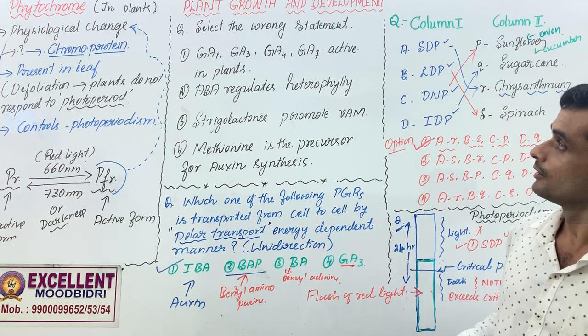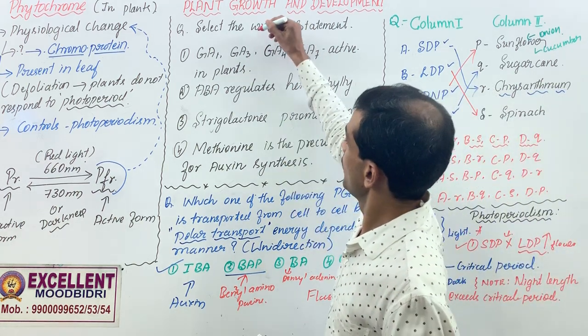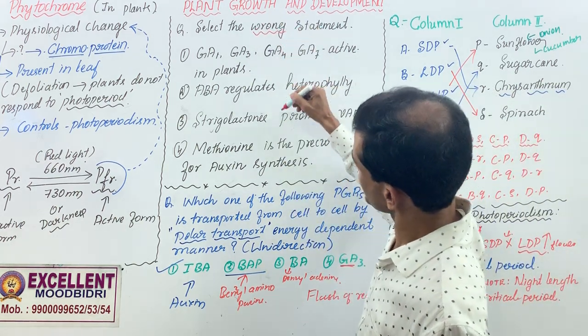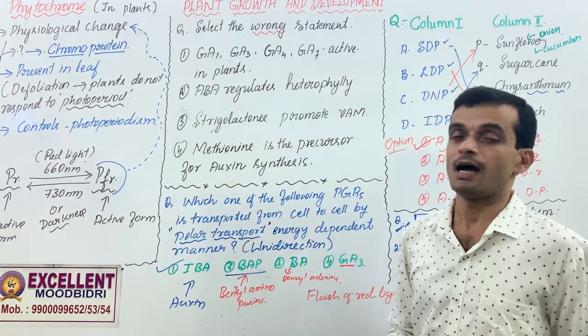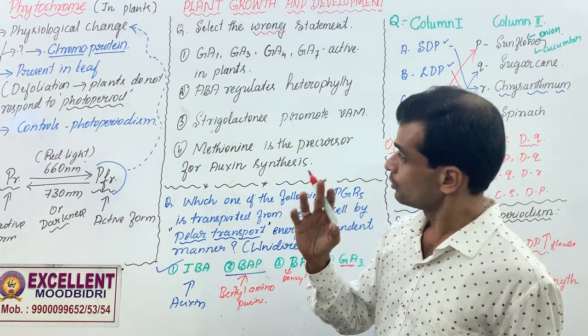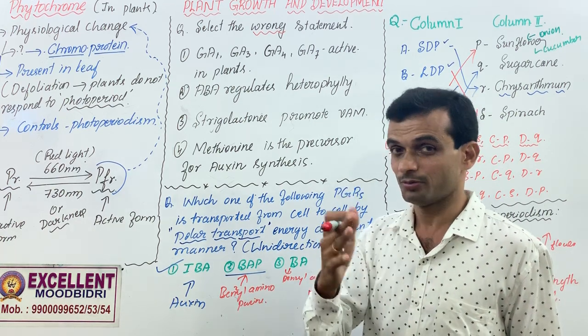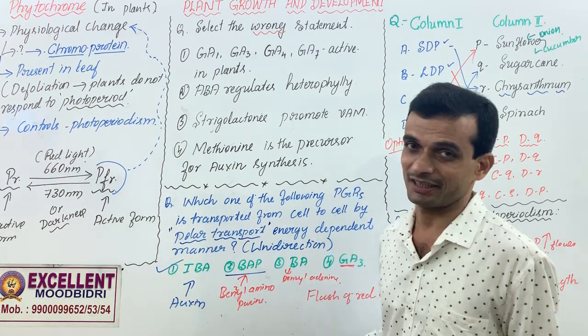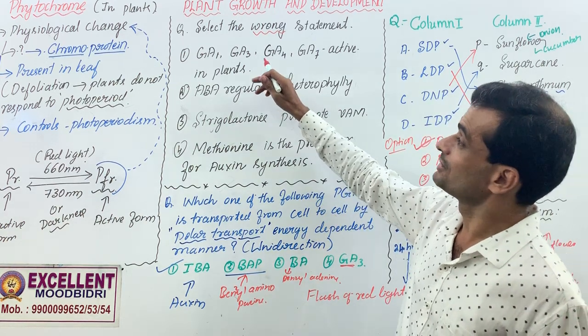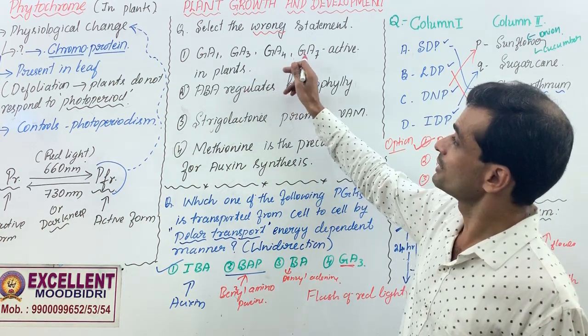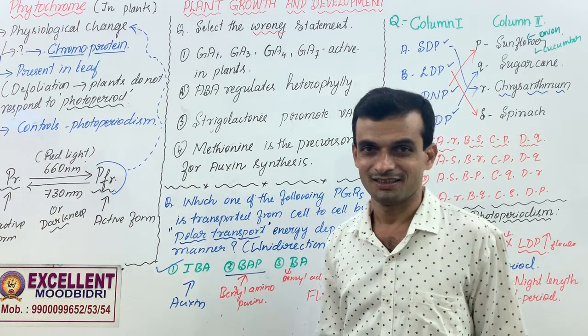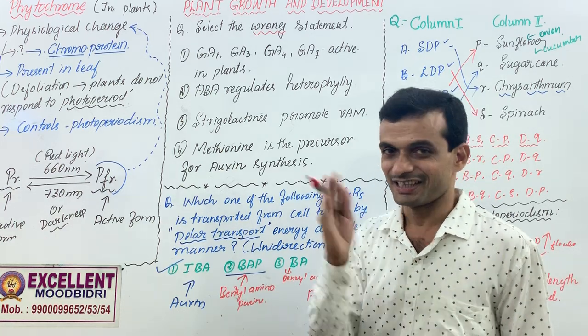Then I have taken 4 statements here. I am expecting you to eliminate 3 statements. But you should be very sure that those 3 statements are correct. GA1, GA2, GA4, GA7. Check it in your textbook.